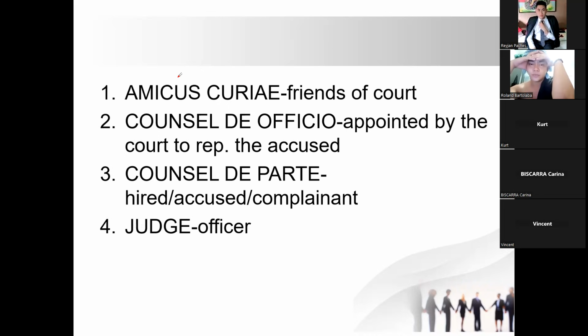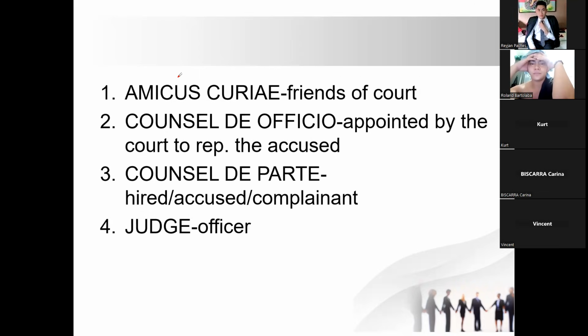Then of course, the judge, class, is an officer in court who is in charge of settling cases, the actual controversies and cases brought. Okay? In his office. That's why the judge is an officer in court. Of course, he is the first in command in our court system.